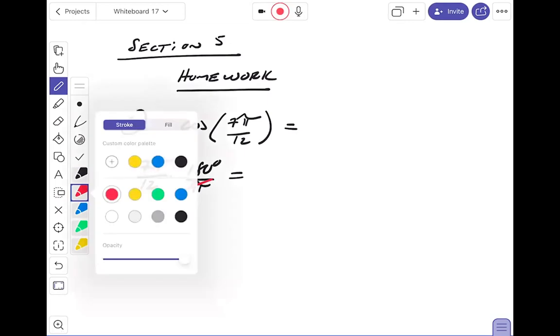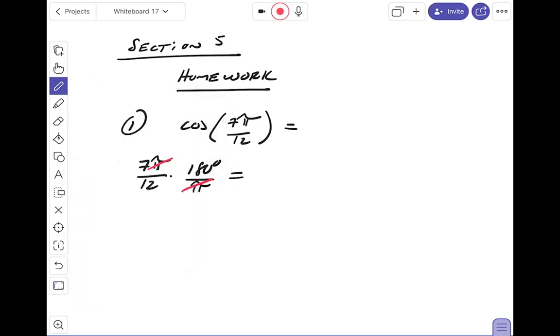6 goes into 12 2 times, and it goes into 180 30 times, so 30 degrees. And then 2 goes into 30 degrees 15 times. And what's 7 times 15? That's going to be 70 and 35, which is 105 degrees. Oops, let me go back to black ink.